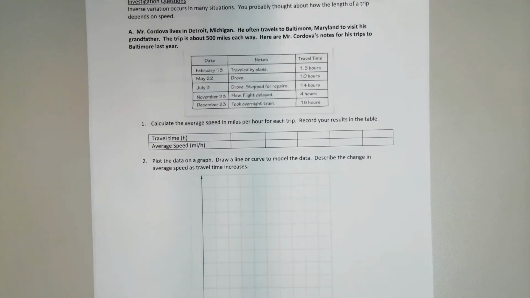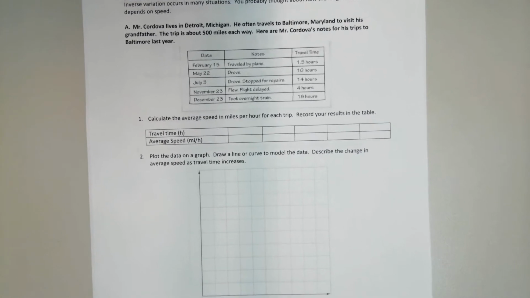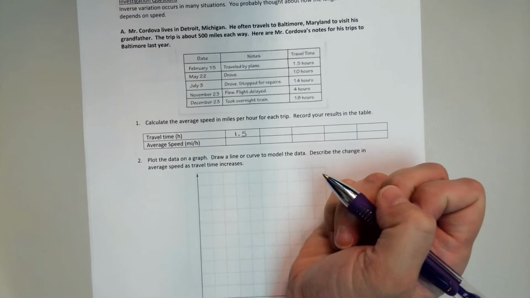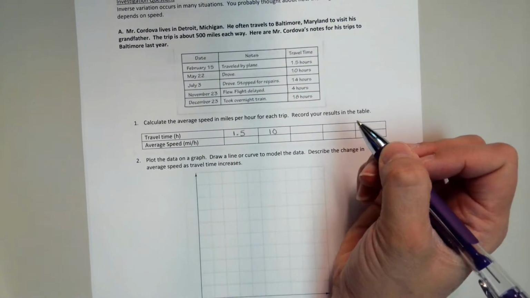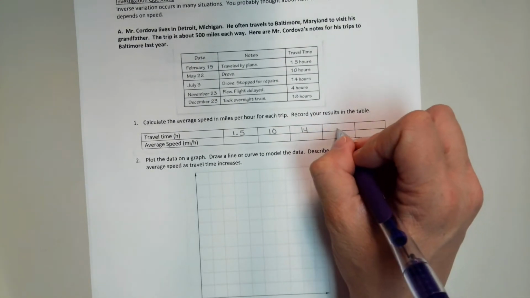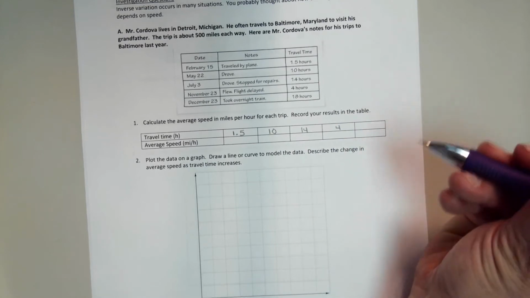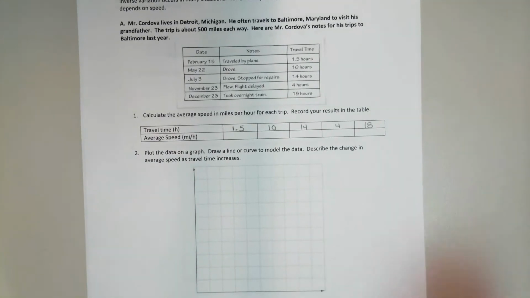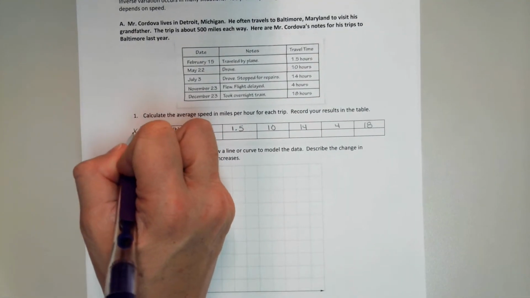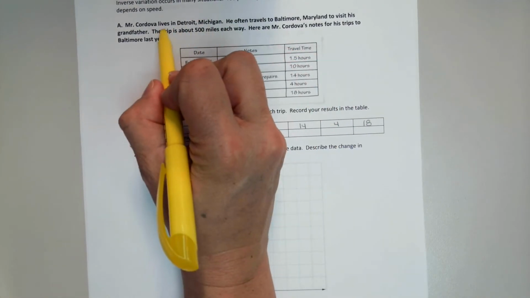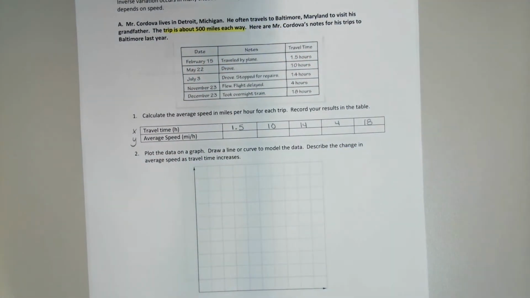On February 15th, he traveled for 1.5 hours. On May 10th, he traveled 10 hours. July 3rd, 14 hours. November 23rd, 4 hours. And December 23rd, 18 hours. So we know what that is, and these are your x variables. Now we need to figure out y. Well, if we look back into the scenario, it tells us the trip is 500 miles each way.